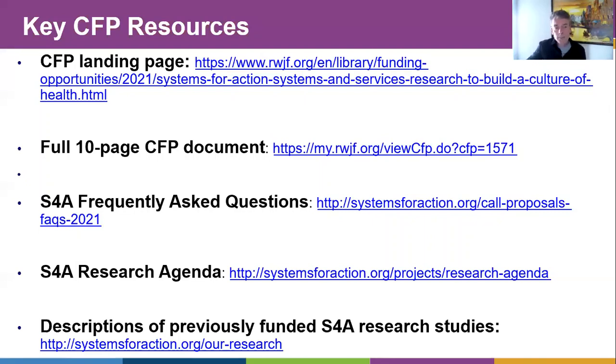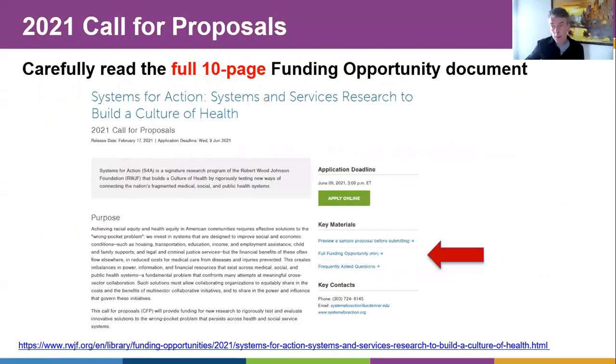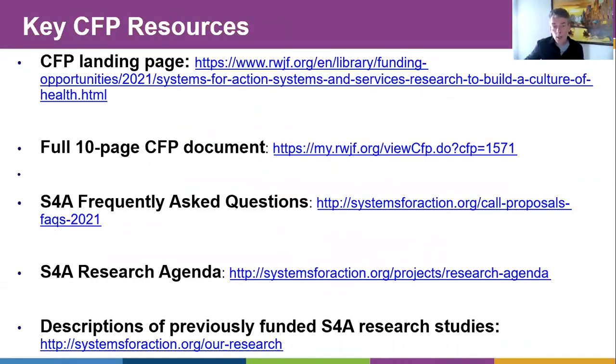Third, we also have a document that has frequently asked questions about the S4A research program and about this particular call for proposals as well. The link to those frequently asked questions is on the Systems for Action website. That's the third link that you see here. The fourth link is a link to our research agenda in S4A. I mentioned that earlier. Again, a good background, especially for applicants who may be new to the S4A program. And then finally, also on the Systems for Action website, you can access descriptions of previously funded S4A research projects if you want to get a general sense of the types of studies that have already been funded through the S4A program. So I encourage folks to take a look at all 5 of these resources as you're crafting your proposals.